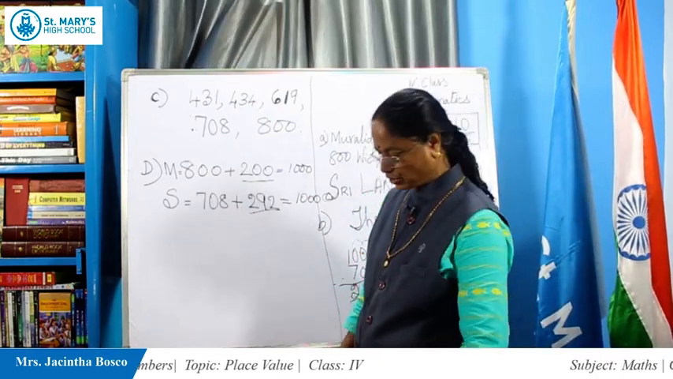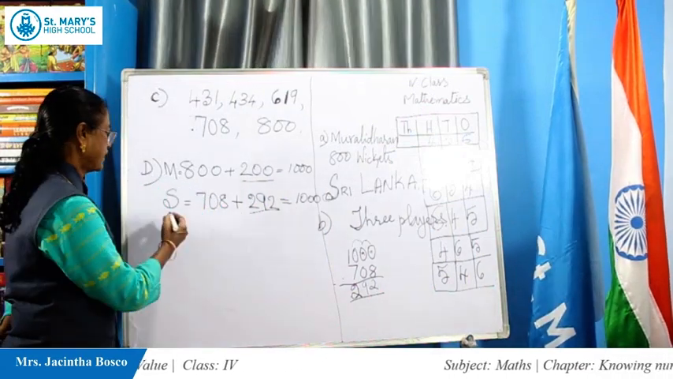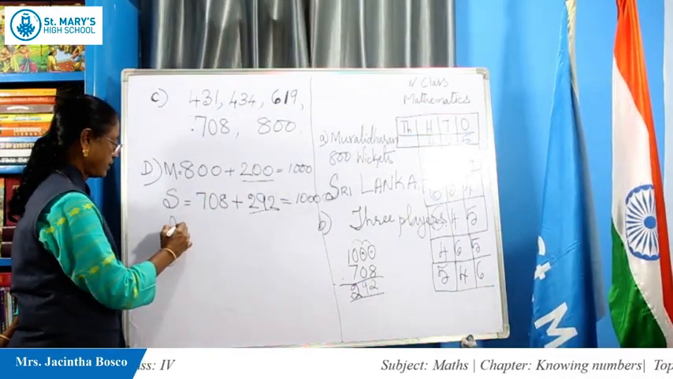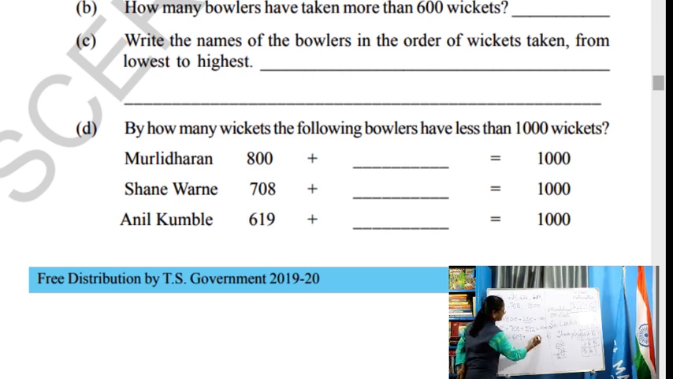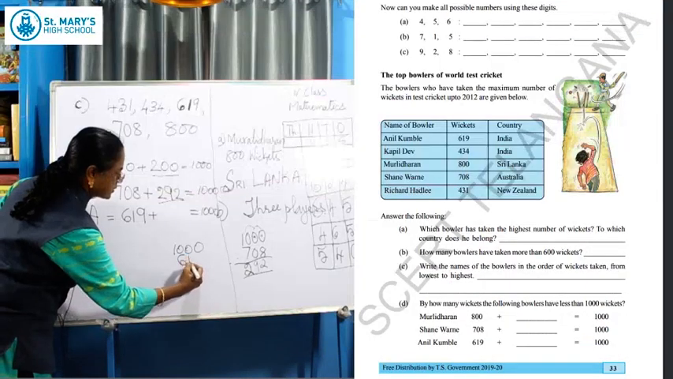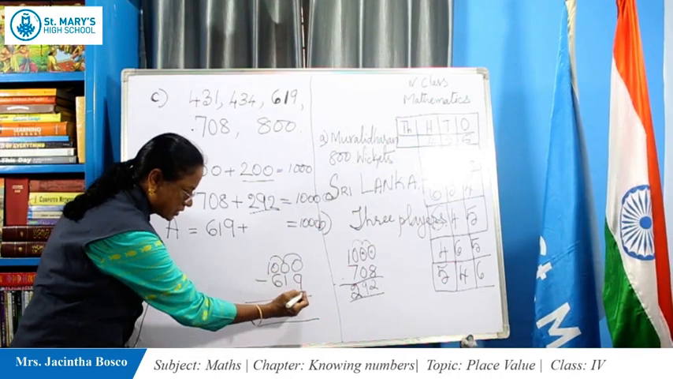Now, we are going to Anil Kumble. How many did he score? His score is 619. 619 plus. So, 1000. To get 1000, what you have to do? You have to subtract in the rough column. Do it in the rough column. Okay. 619 subtract. So, 1000 minus 619.